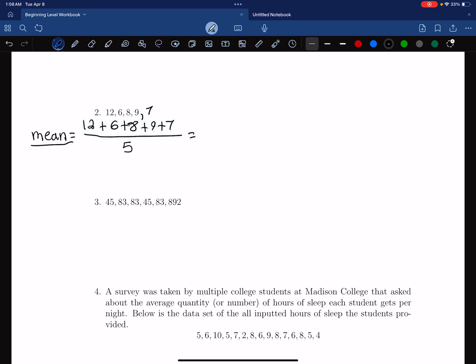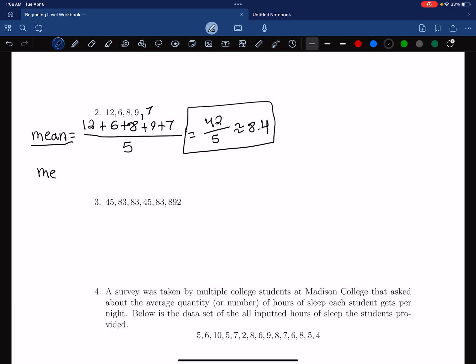And then the sum, the numerator, or the top part of the fraction, is 42. And then we're going to divide that by 5. And that is going to get you approximately 8.4. So that is our mean value of the data set.